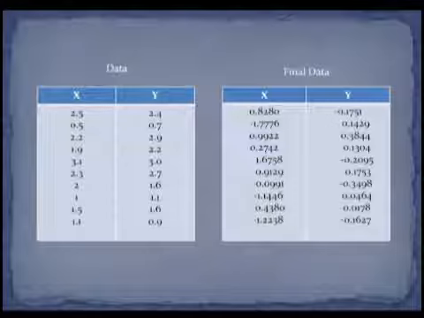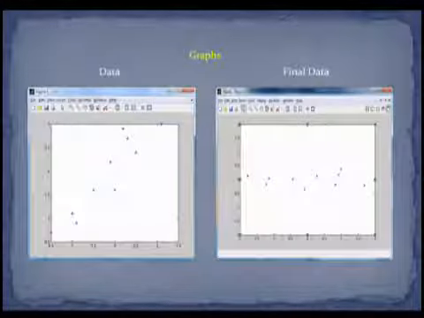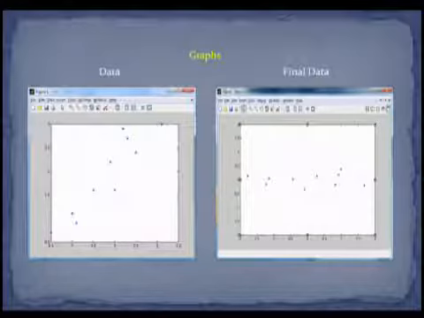Over here, I'm trying to illustrate the whole process of a PCA analysis. There's the normal data, and there's my final data. After you pass this original data through the whole PCA, there's the data that you're going to get. So there's a graph of my original data, and there's a graph of my final data.